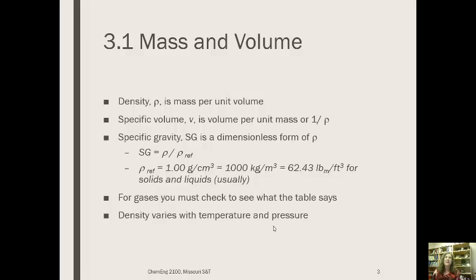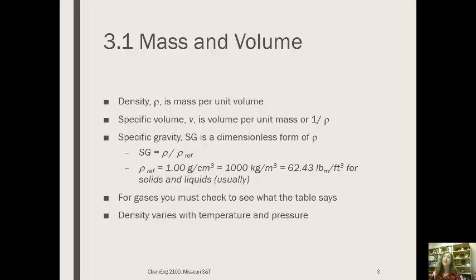So first, let's talk about mass and volume. Usually what we do to find data, we're going to usually talk about density. Density uses rho, the Greek letter rho. It's mass per unit volume, and it's a very common variable. We also, however, frequently talk about specific volume. Specific volume is really just the reciprocal of density, but it's volume per unit mass.